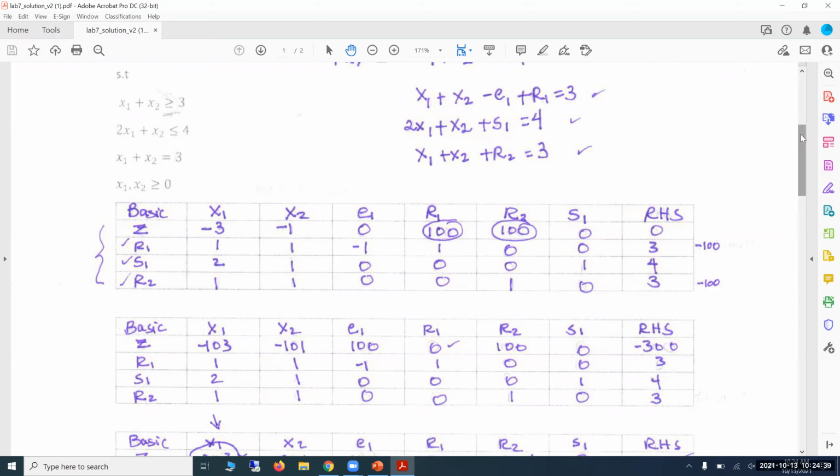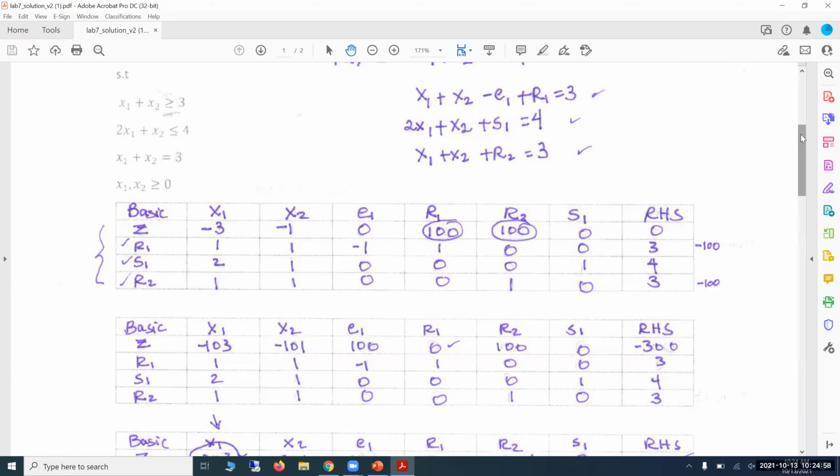This is the initial tableau because you're adding R1 and R2 to find that initial solution. So that's correct. And now you're trying to make this equal to 0. There's a result from here, and then you will try to make this one.